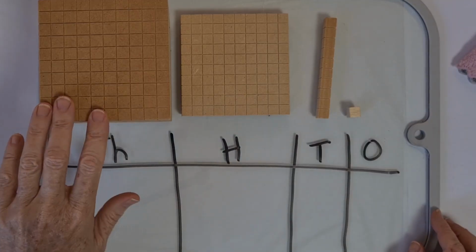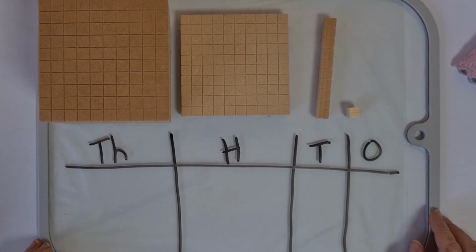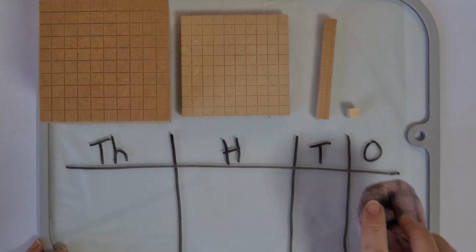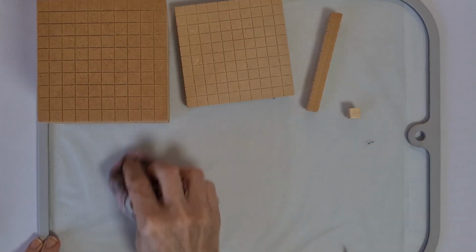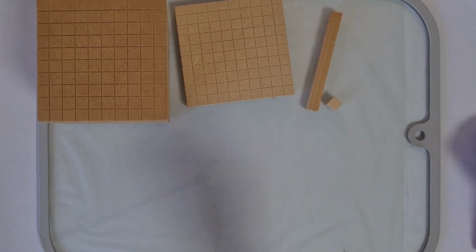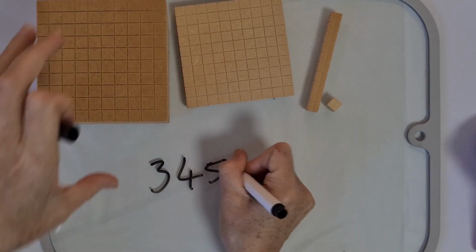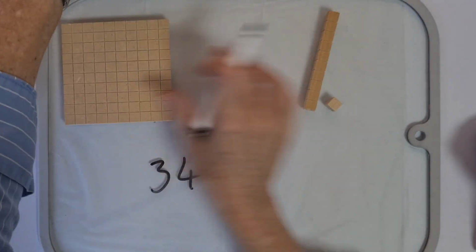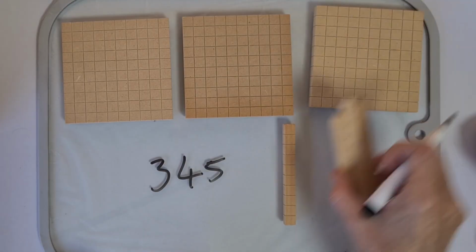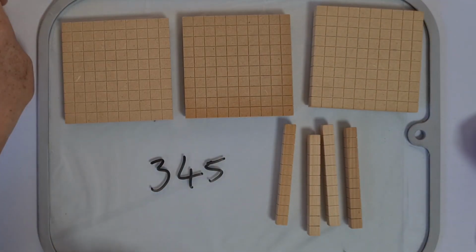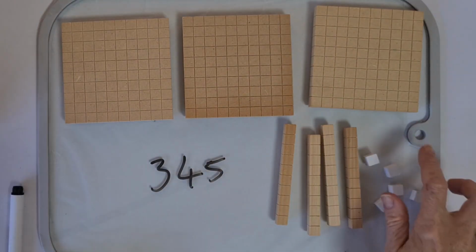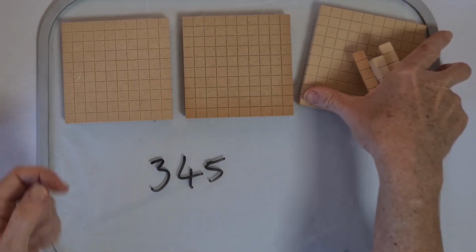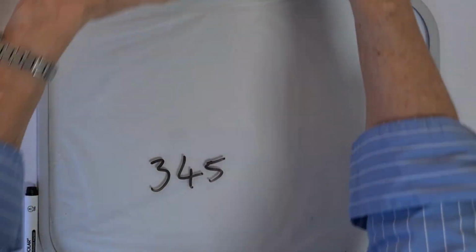Now we can use base 10 blocks to represent numbers, a bit like we use sum sticks. So, for example, if I wanted to represent the number 345, I would do that with 3 hundreds, 4 tens and 5 ones.